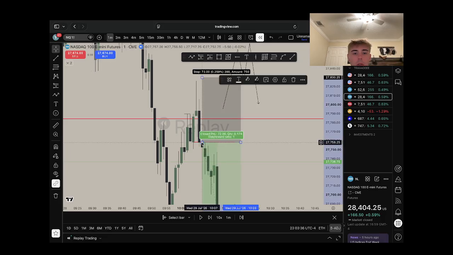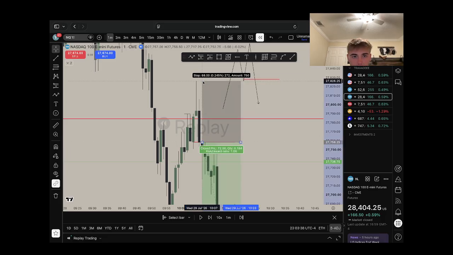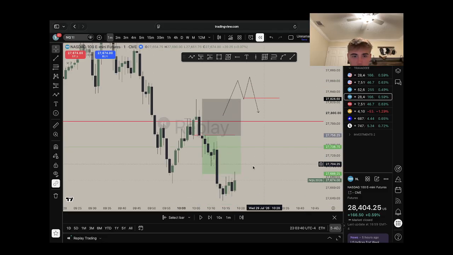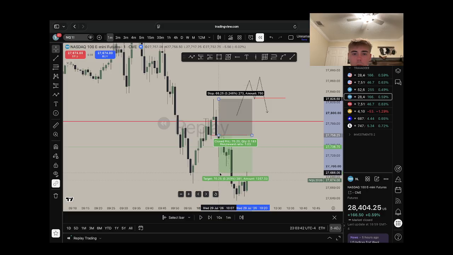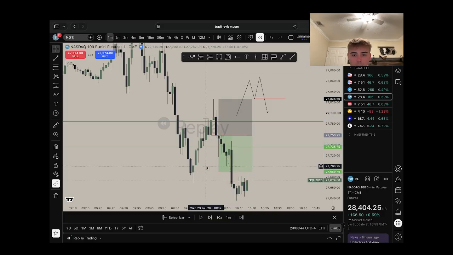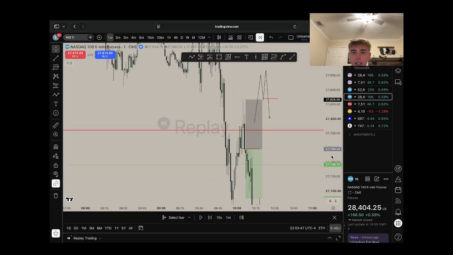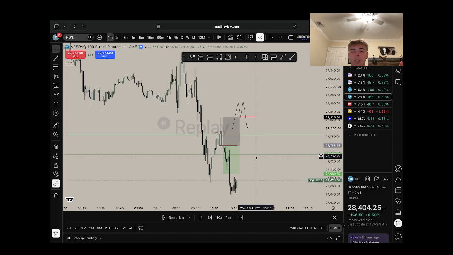So I ended up going short right here. Stop loss at the swing high, targeting a 1-to-1 risk reward about right here. And then this one also plays out perfectly.